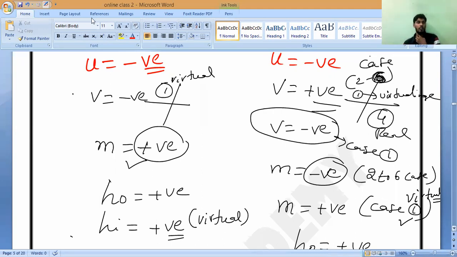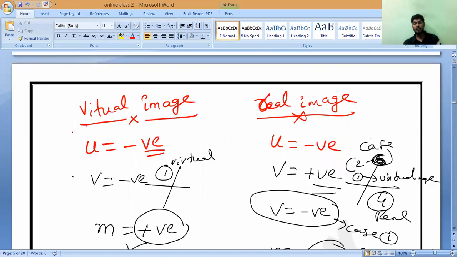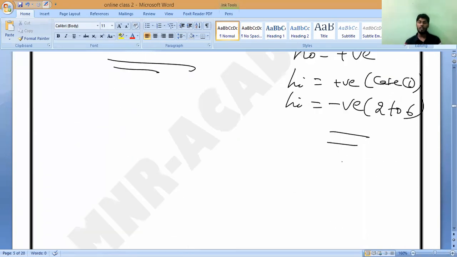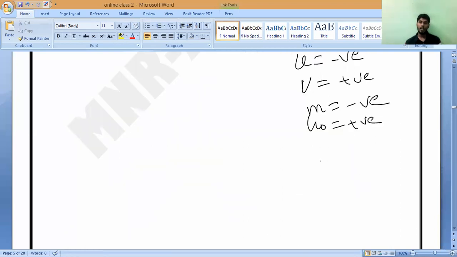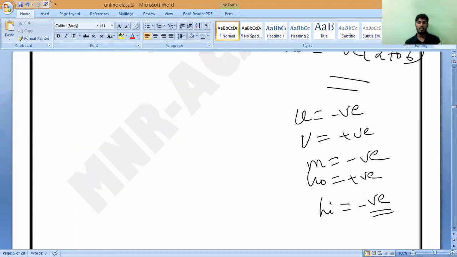So that is the sign convention you should remember. If you want to avoid the confusion, you can remove the virtual image case also. Only remember what is the real image sign convention and what is the virtual image sign convention. So for the real image sign convention, forget about case 1. Object distance is negative, image distance is positive, magnification is always negative, height of the object is always positive, and height of the image is always negative. That's all. These are the 5 sign conventions all of you should remember in the case of a real image formed by lenses.